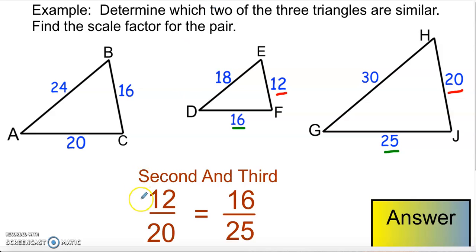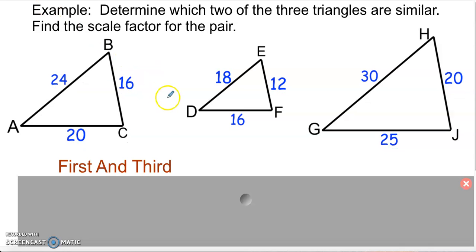We'll start first with the 12. 12 over 20 goes to 6 over 10. This reduces to 3 over 5. And then I'm going to check 16 and 25. I can't reduce this fraction anymore. 16 and 25 is as far down as I can go. So I know the second and the third one is no good. So now that leaves me to check the first and the third one.